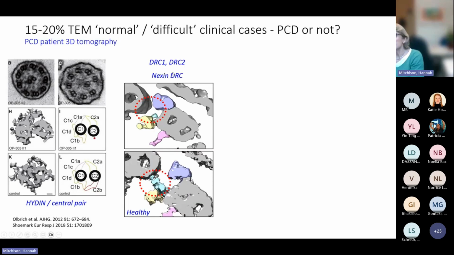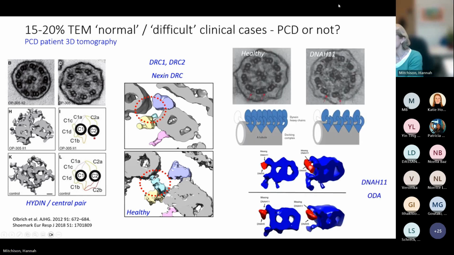The nexin link, these are the links between the peripheral doublets. So normally you see a nice nexin link, and that's a multi-protein complex with lots of proteins that can cause PCD if mutated, and a couple of them are called DRC1 and DRC2. So by 3D, you can see the nexin link is completely absent. So these patients have a sort of really normal looking cilium, but it's not normal at all, and it doesn't beat properly.